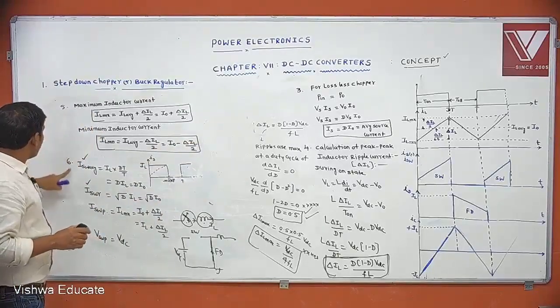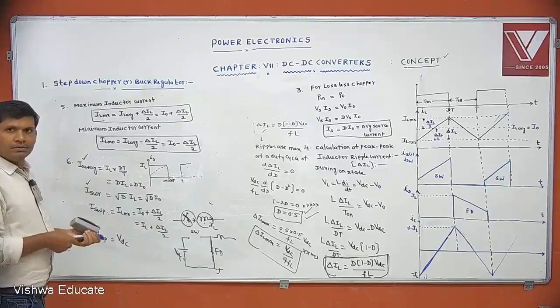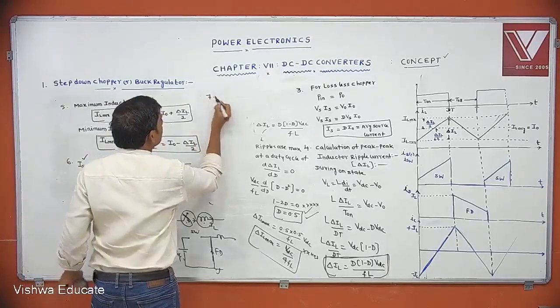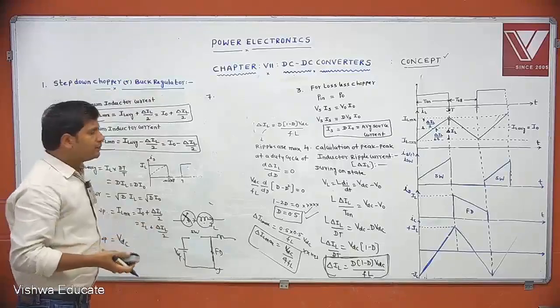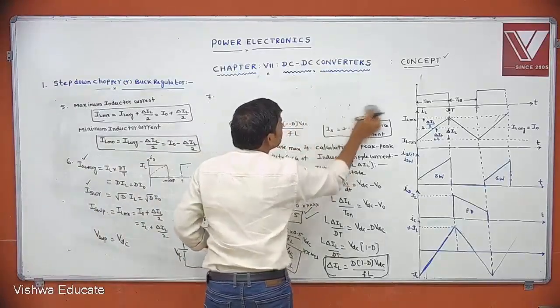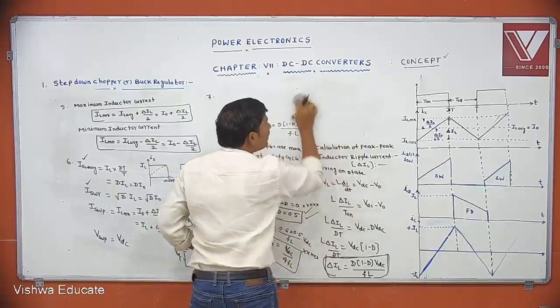Fifth parameter is completed. Sixth one is also completed. Then you go for the seventh one. How to calculate the freewheeling diode current?